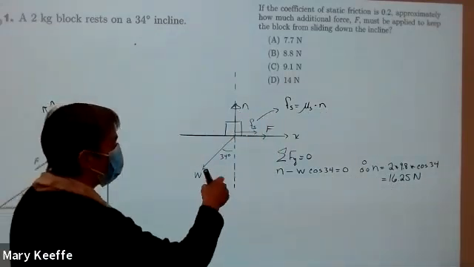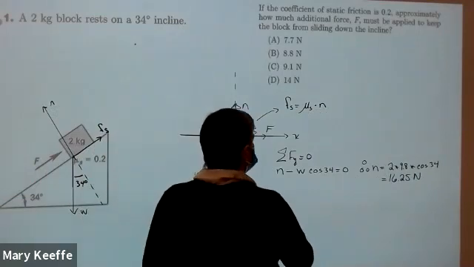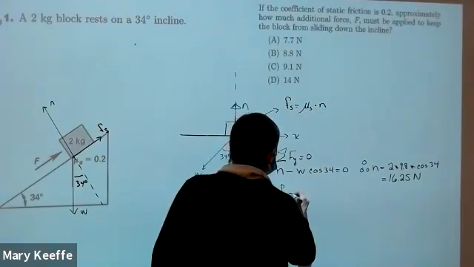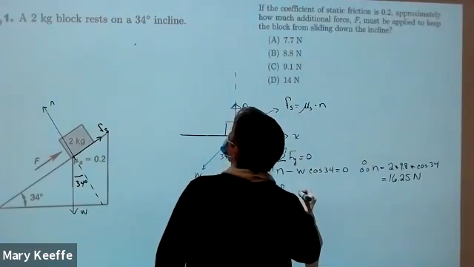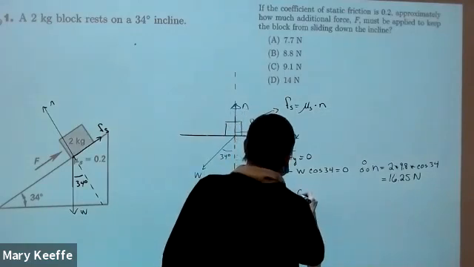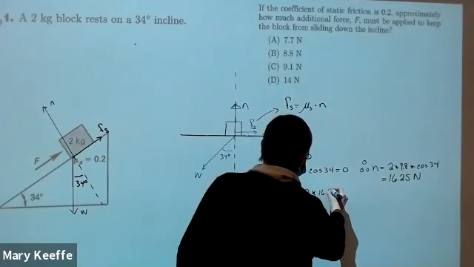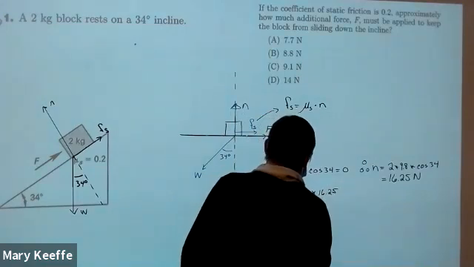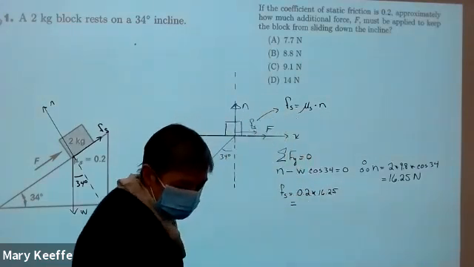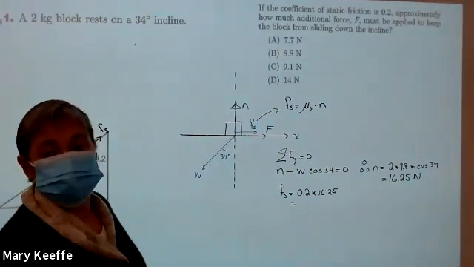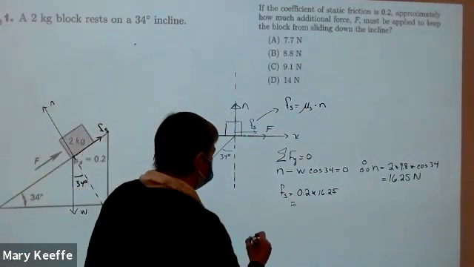So if the normal force is 16.25, that means my static friction force is 0.2 times 16.25, and that's going to be 3.25 newtons. Okay, hang on just a minute.